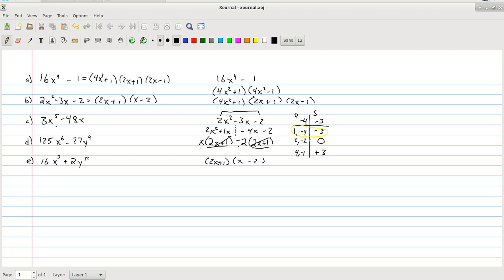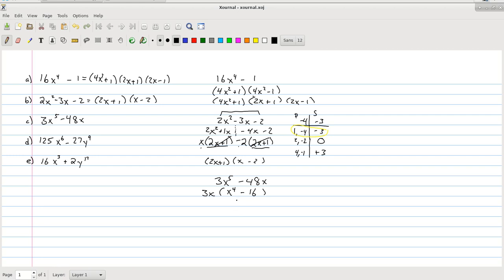C. 3x to the fifth minus 48x. Remember, the first thing to always look for is a common factor, and I see we finally have one. These both have a 3 in common, and they both have an x. Let's rewrite the original problem: 3x to the fifth minus 48x. They both have a 3 and an x in common. So to see what's left inside the parentheses, divide each of these terms by 3x. That leaves us with x to the fourth minus 16.